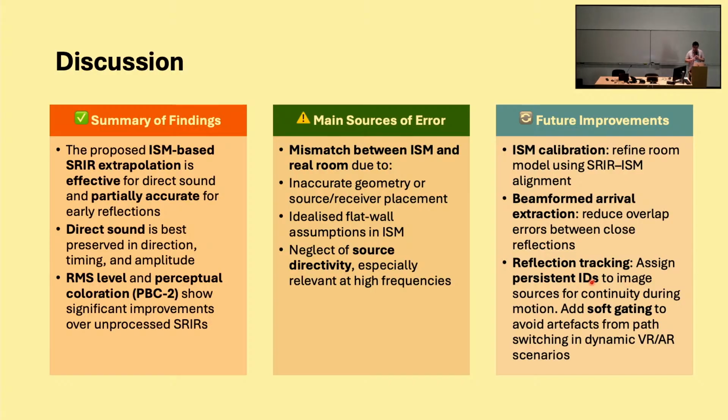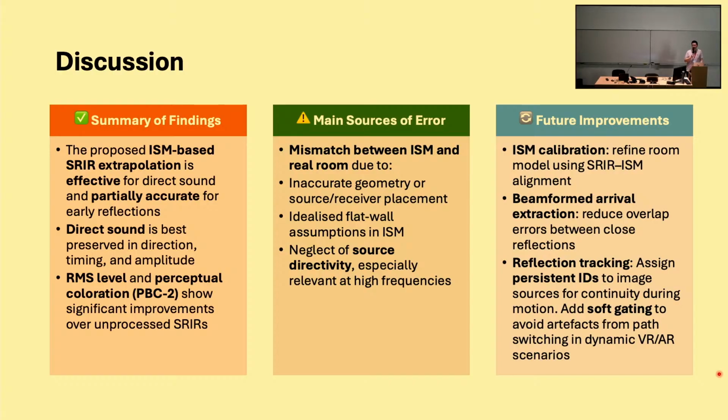So for the future, first we want to add some image source method calibration. We have the recording signal, and we have the measurement data from the room geometry. We want to match these two data, then adjust a little bit to make them combine much better.